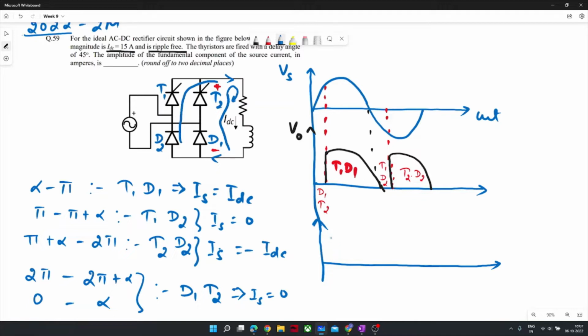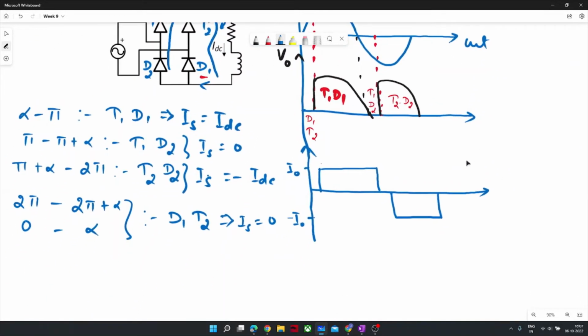Now I can easily draw the current waveform of IS. From alpha to pi, IS would be equal to I naught, and from pi plus alpha to 2 pi, IS would be equal to minus I naught. So this is the waveform of the semi-converter, as you can see, and we need to find its fundamental so that it would have some sinusoidal component.